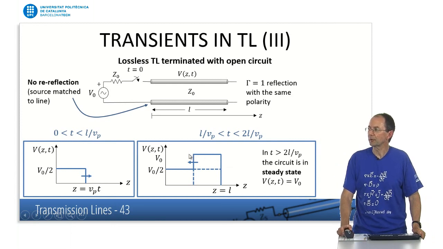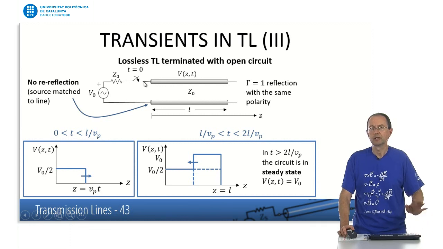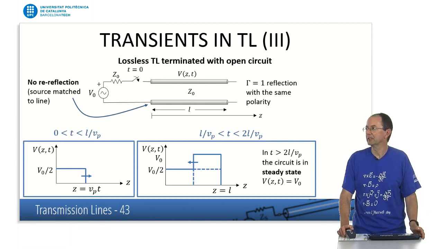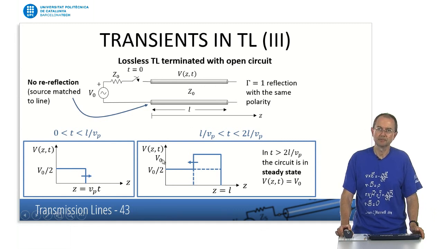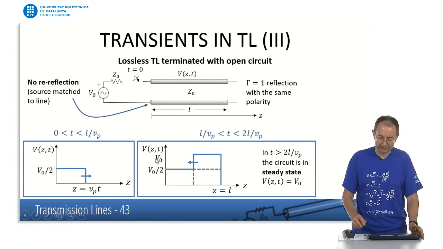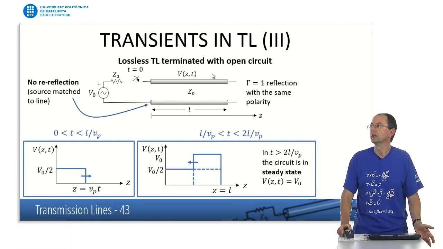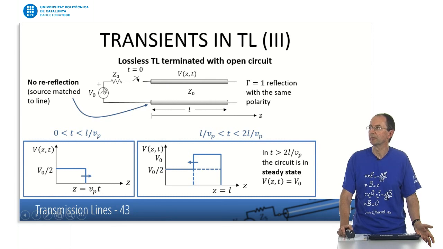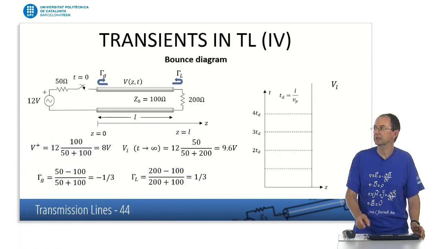So this progresses now towards the input of the line. When it reaches the input port, the situation becomes steady, and all the voltage along the line is in this case V0. Okay? So we start with V0 divided by 2, and the reflection makes a jump which progressively propagates towards the generator until we reach V0 steady state in this case. What happens here is that the whole line has been polarized with the voltage of the generator. There's no dissipation, there's no drop of voltage in this case.